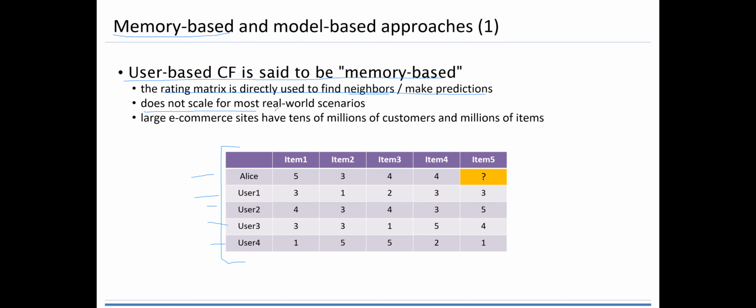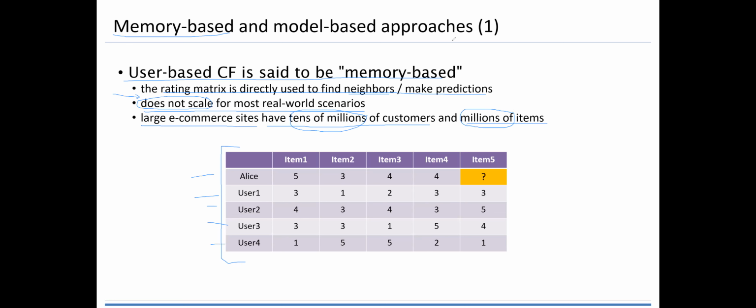It does not scale for most real-world scenarios. Why? When we have a lot of users, this is the explanation. Large e-commerce sites have tens of millions of customers and millions of items. So it is difficult to use this kind of memory-based approach when the number of users and the number of items are so many.